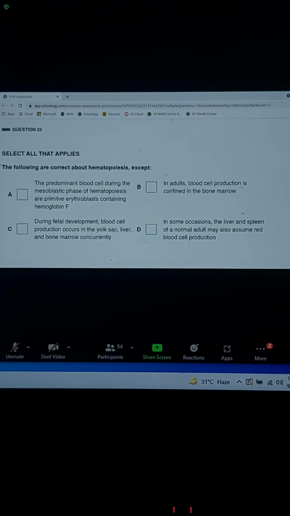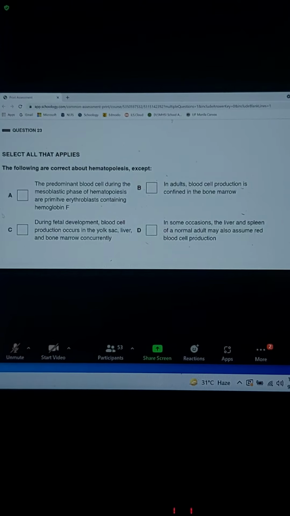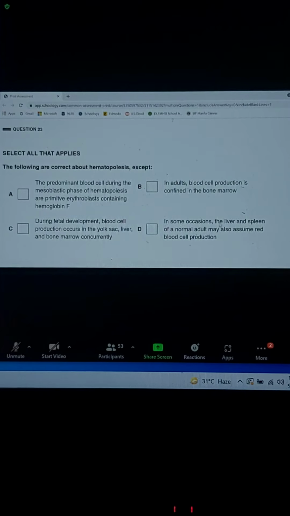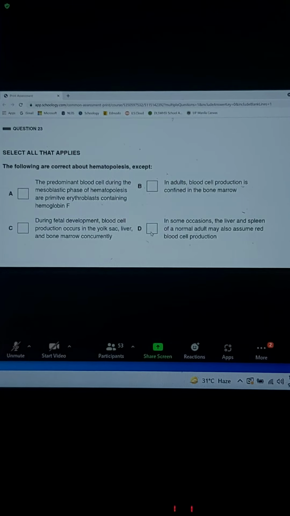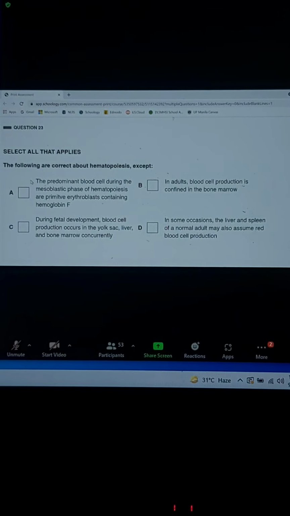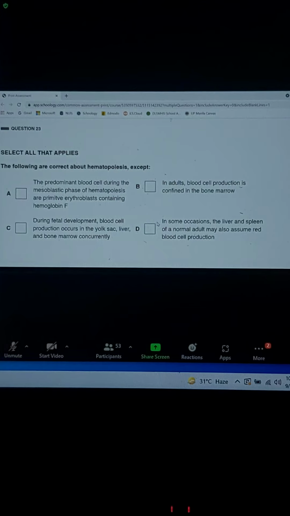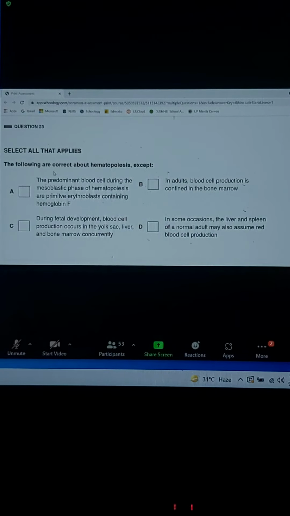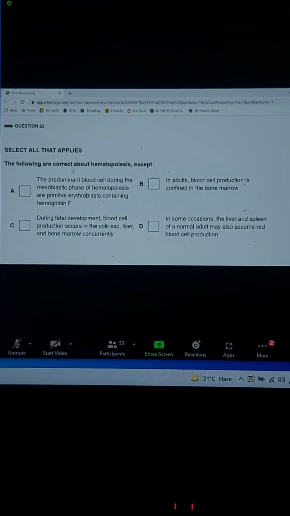So the correct answers for question number 23 is letter A, incorrect statement si A, si letter C, incorrect din, and then si letter D, incorrect din siya. So only letter B is correct. Okay. So again, bakit si A, C, and D ang tamang sagot? Kasi ang hinahanap natin ay yung incorrect. The following are correct about hematopoiesis except.